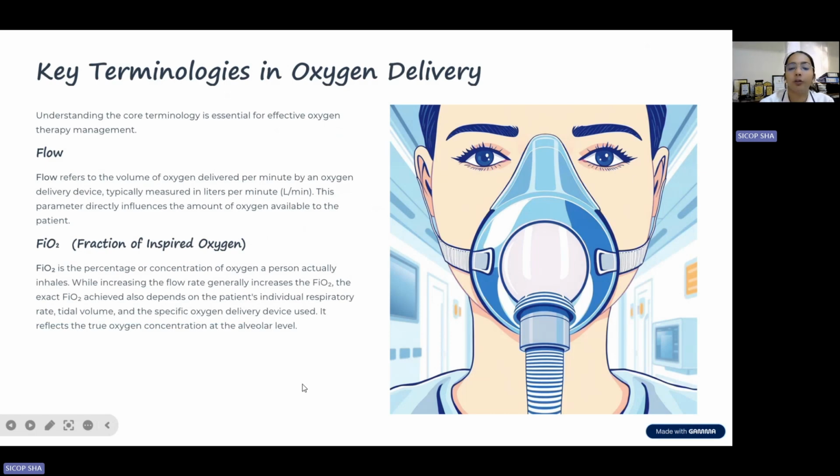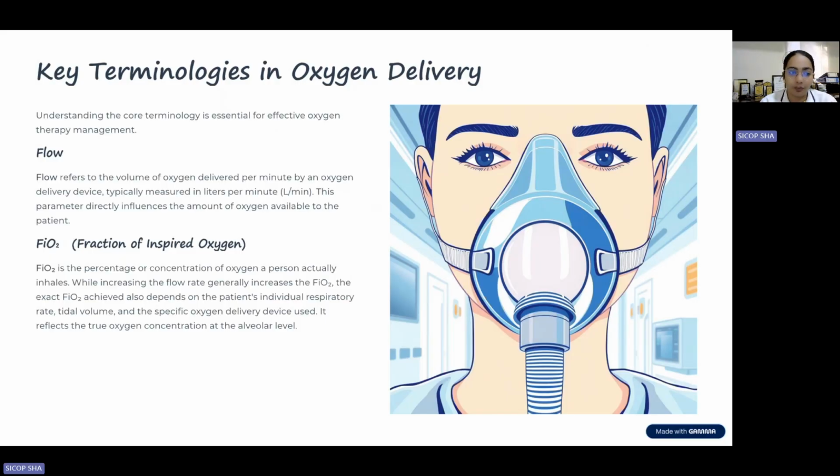Now, before going into oxygen delivery systems, let's understand the terminologies associated with it. There are two main terminologies that we need to understand. First is the flow, and the second is FiO2. FiO2 means fraction of inspired oxygen. Flow refers to the volume of oxygen delivered per minute by an oxygen delivery system. For example, in a minute, let's say an oxygen delivery system provides around 3 liters, 4 liters, or 5 liters of oxygen. Then that refers to the flow rate of that particular device.